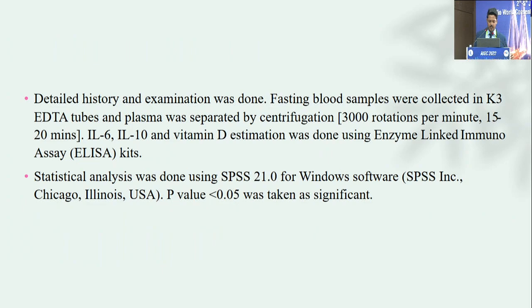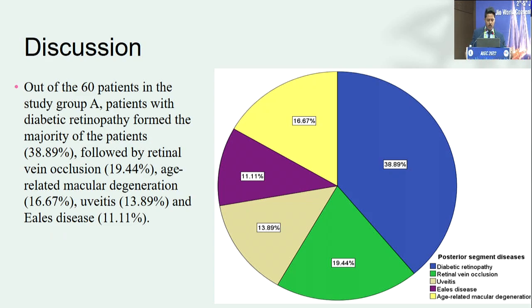A detailed history and examination was done. Fasting blood samples were collected in K3 EDTA tubes, and plasma was separated by centrifugation. IL-6, IL-10, and vitamin D estimation was done using ELISA kits. Statistical analysis was done using SPSS 21, and a p-value of less than 0.05 was taken as significant. Out of the 60 patients in our study group A, patients with diabetic retinopathy formed the majority, followed by retinal venous occlusion patients, ARMD, uveitis, and Eales' disease.